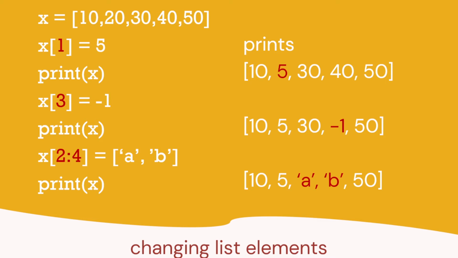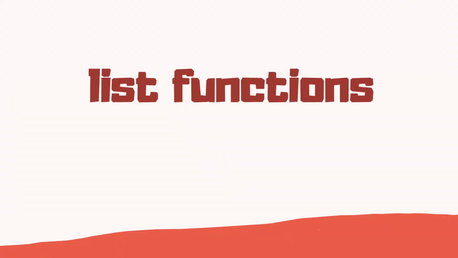And that now gives us 10, 5, A and B, 50. So we can change elements using the index or even a slice. Now let's look at list functions.